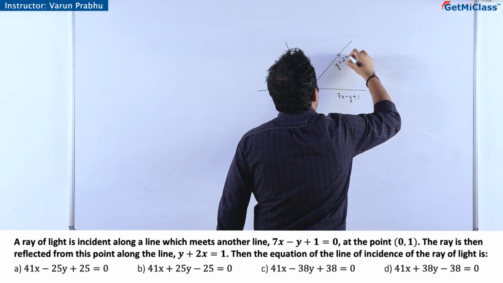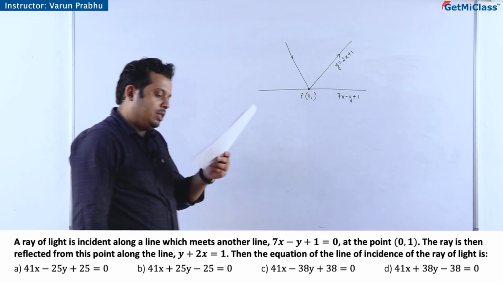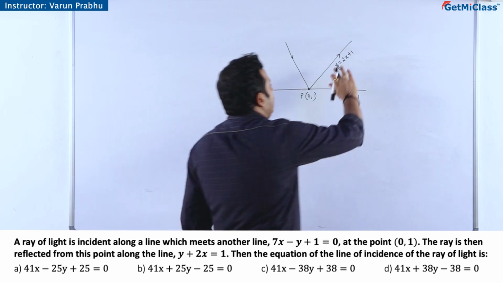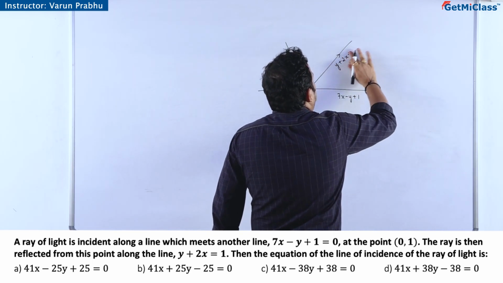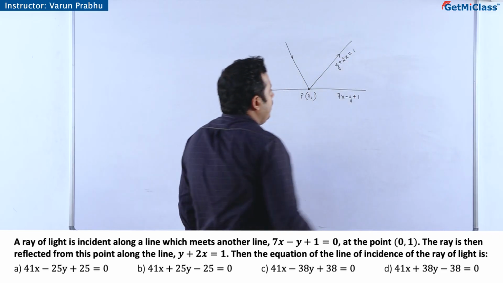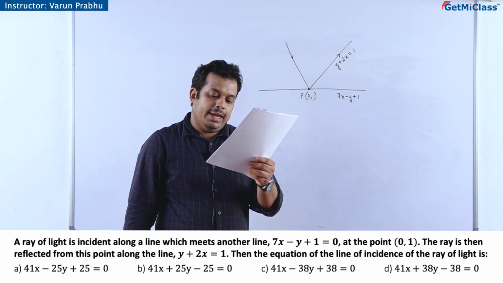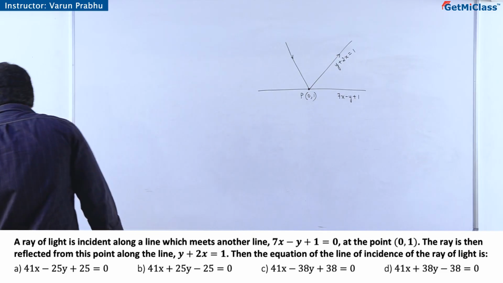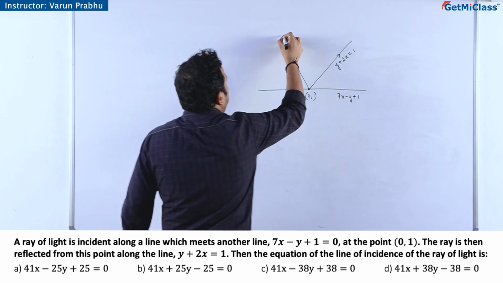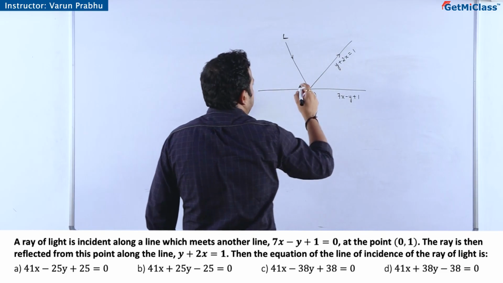y is equal to 2x plus 1. Or rather, y plus 2x is equal to 1. Now the question is asking you to calculate the equation of the line of the incident ray of light. What is the equation of this incident ray of light? This is the question asked.